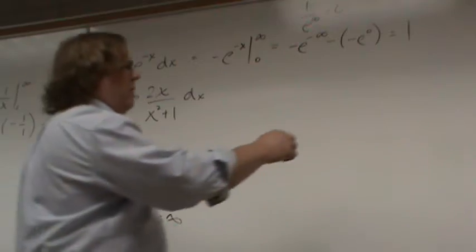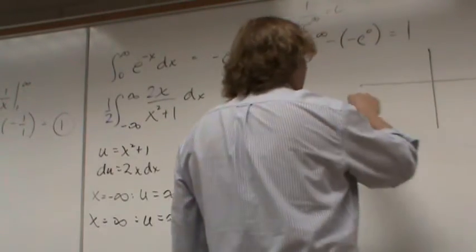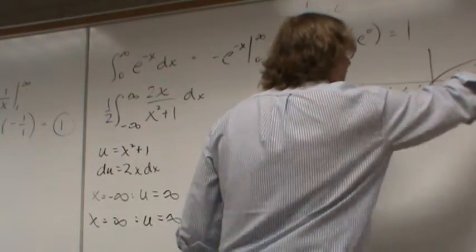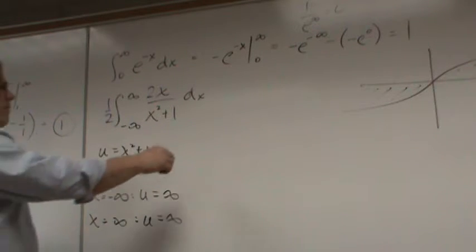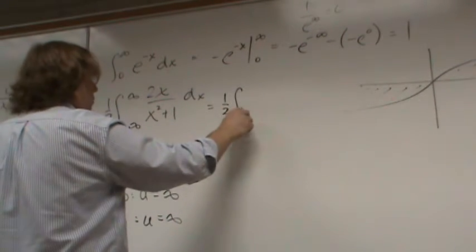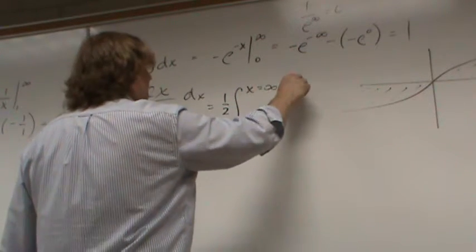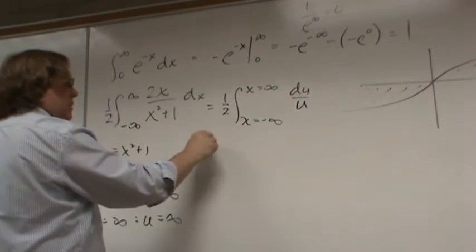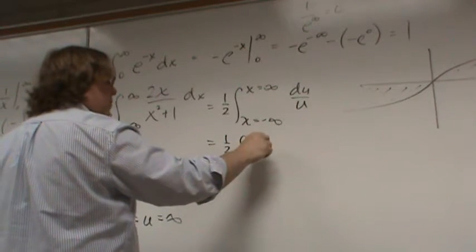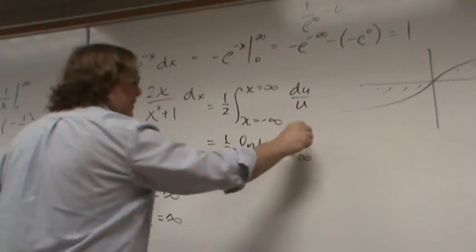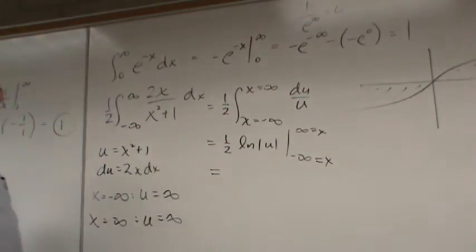The reason the answer is 0 is that if you were to look at the graph, it looks like this sort of thing. You just get this incredible symmetry happening. But let's say we didn't do change of bounds. This ends up being 1/2 the integral from x equals negative infinity to x equals infinity of du over u, which ends up being 1/2 times the natural log of u from negative infinity to infinity. And now I can back substitute x squared plus 1 for u.